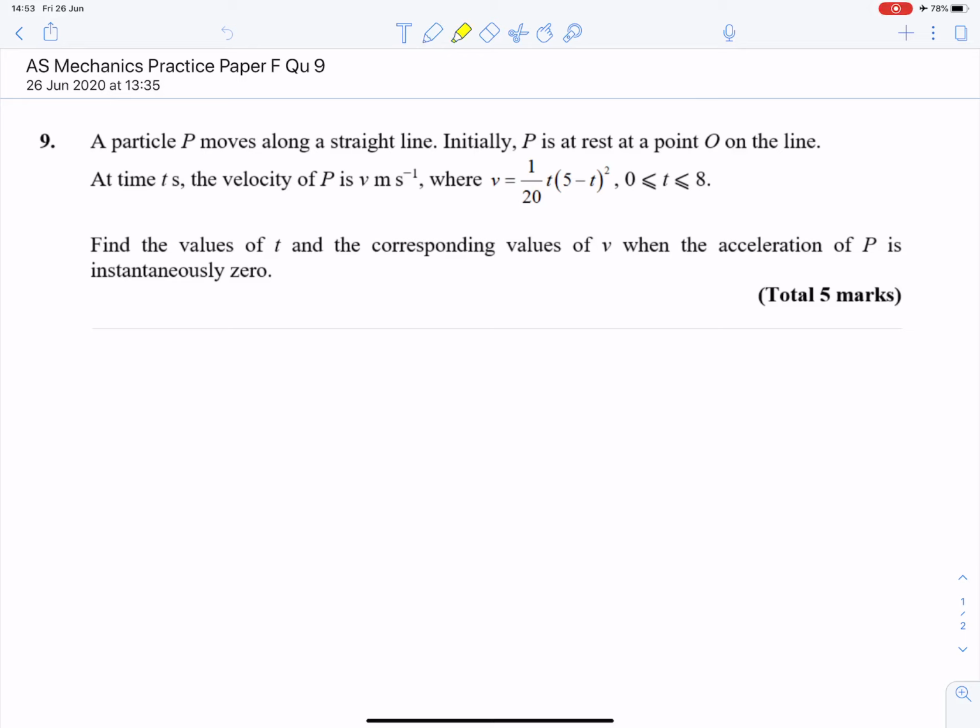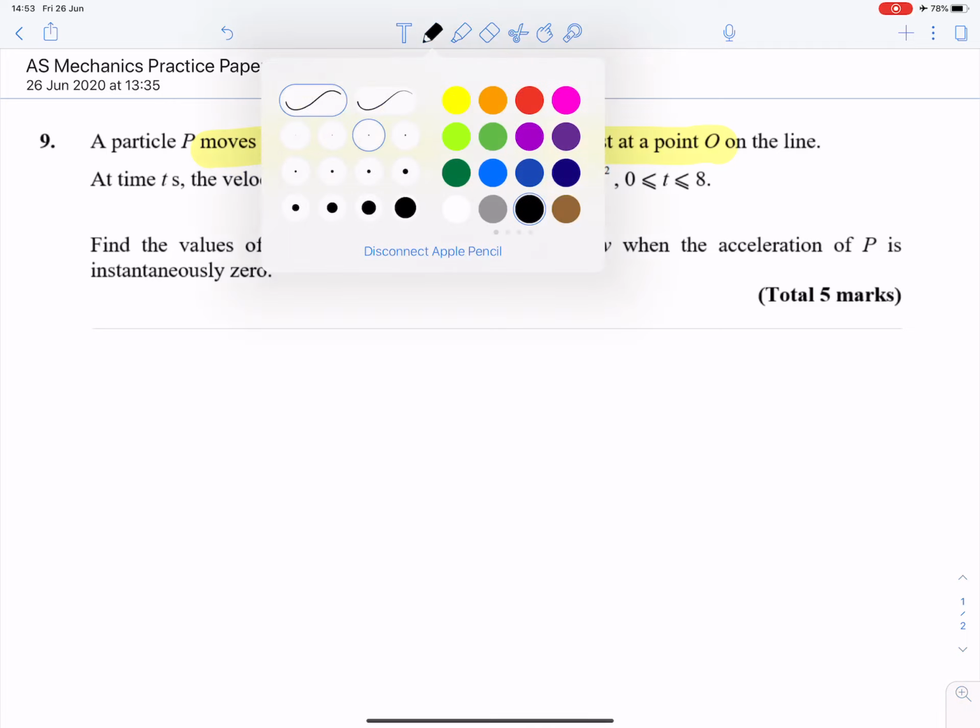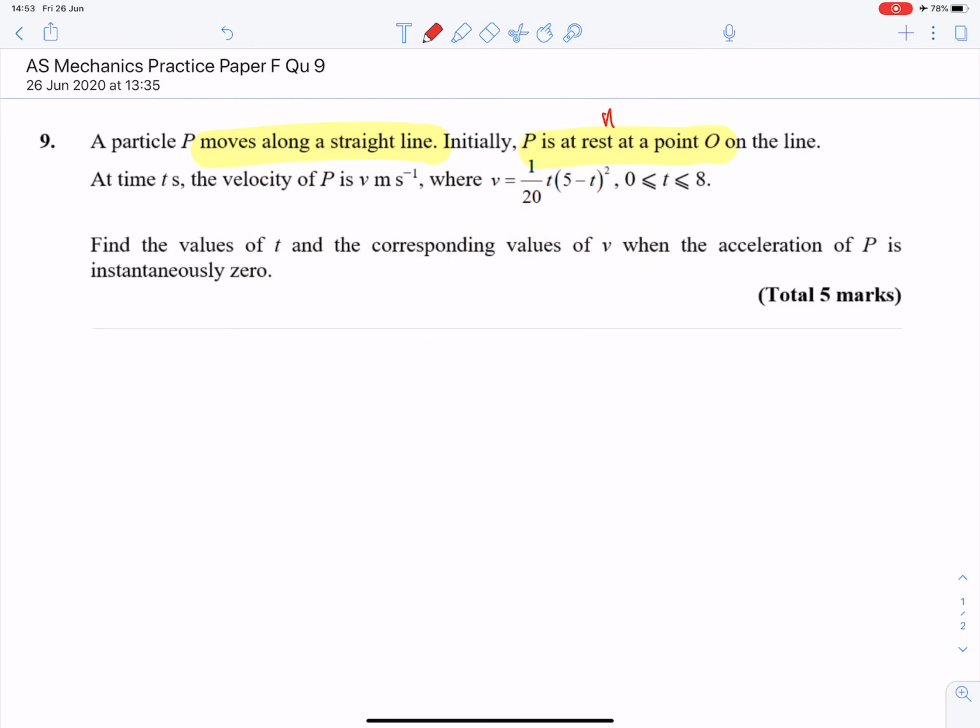A particle P moves along a straight line. So it's moving along a straight line. Initially, P is at rest at a point O. So at t equals 0, v equals 0, x equals 0.